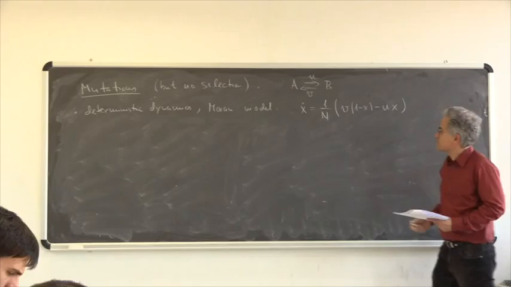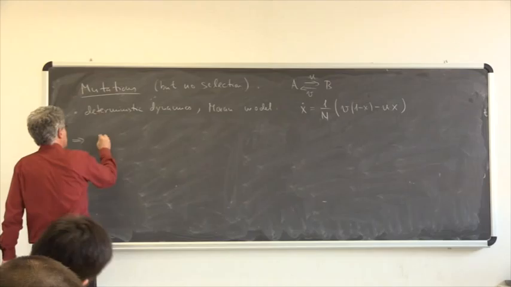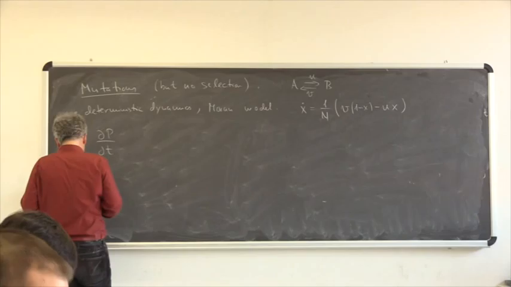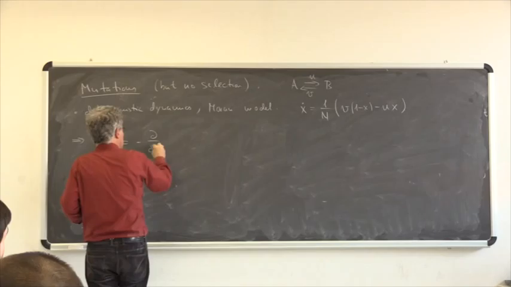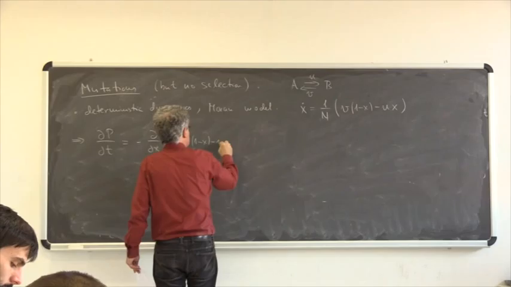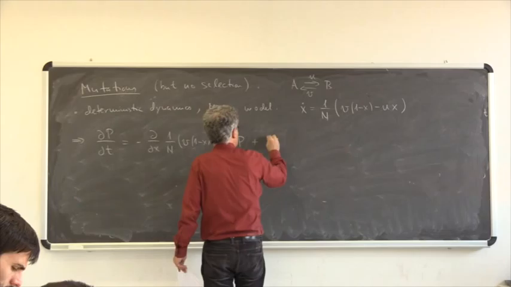So we just have to add the corresponding term to the diffusion equation. And if we do that, maybe I'll do it slowly. So first of all, we have this thing here, right? Which will be the 1 over n term times V times (1 minus x) minus U times x, times p, and here we have the 1 over n squared term with the second derivative.